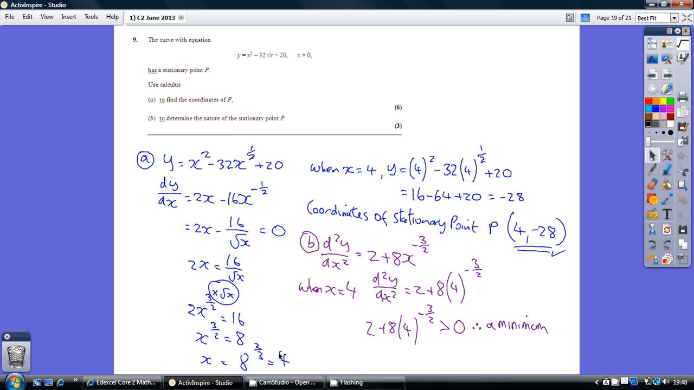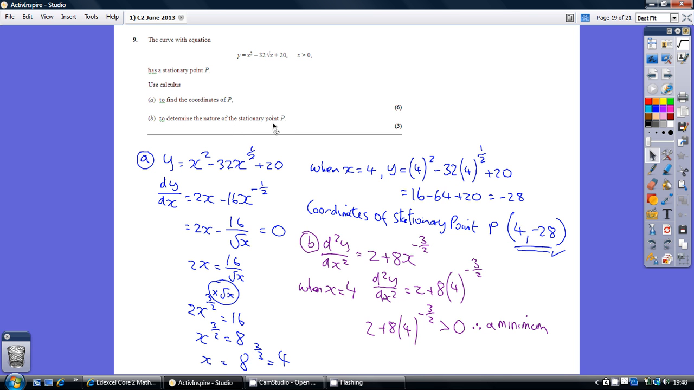So when x is 4, what is our y value? Because we've been asked to work out the coordinate of P. Well, we substitute this back into the original formula, not the differentiated formula, the original curve equation. So substituting 4 in, 4 squared minus 32 times 4 to the half plus 20, gives us this. So our y coordinate is minus 28, so the coordinates of our stationary point P are (4, minus 28).